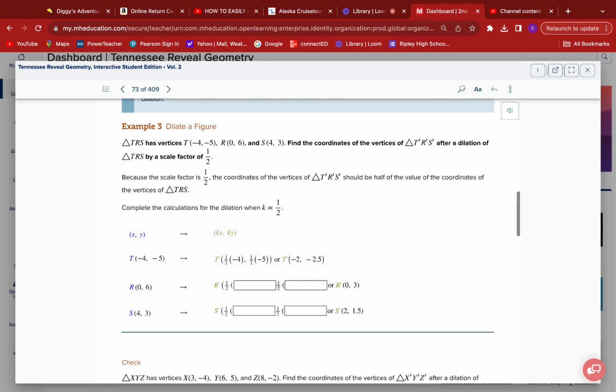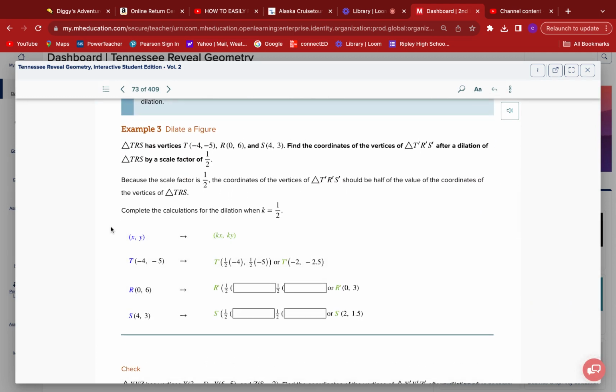Okay, so let's look at example number 3, how to dilate a figure. All right, so we got triangle TRS with vertices, yada, yada, yada. Find the coordinates of the vertices of T'R'S' after a dilation of a scale factor of 1/2. Okay, so it looks like to me that we're going to multiply everything times 1/2, because scale factor really is just a multiplication. So we're going to take -4 and -5, multiply by 1/2, and they do that for us. Then we're going to take 0, 6, and multiply by 1/2. So 1/2 times 0 is 0, and 1/2 times 6 is a 3.